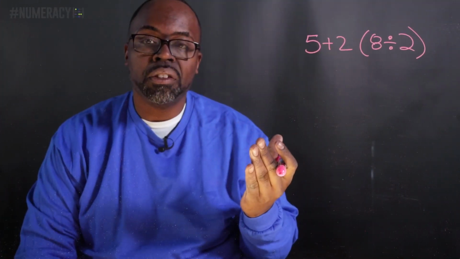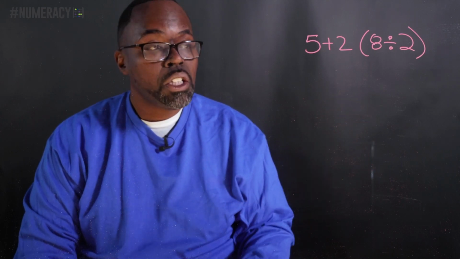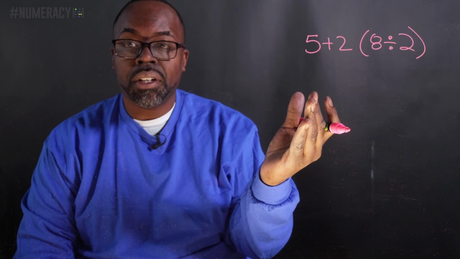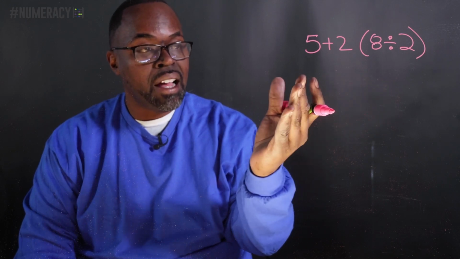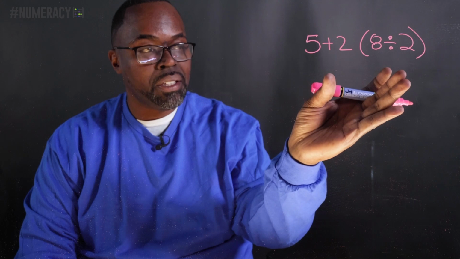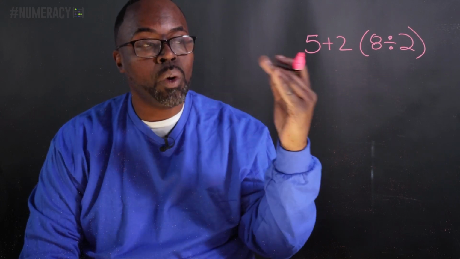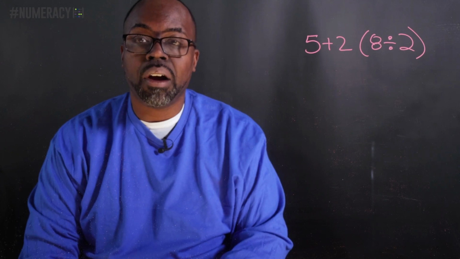So let's head on over to our board and work through some problems together. In this lesson, we discussed order of operations and learned PEMDAS. We have an expression here: 5 plus 2 multiplied by the expression in parentheses, 8 divided by 2. Again, we talked about what order we do problems in.